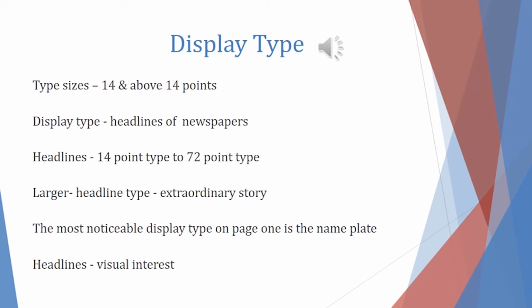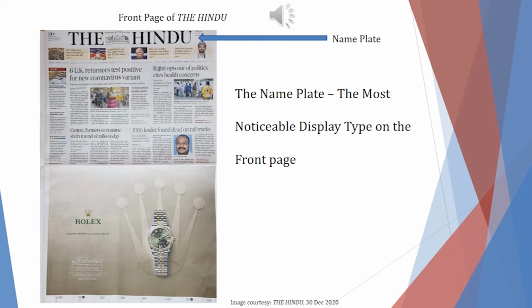Selection of typeface for headlines has to be done with caution as they should be legible. Legibility is the ability to read them with ease. Headlines generate great visual interest in the newspapers. This is the front page of the Hindu newspaper. The nameplate is the most noticeable display type on the front page. The other display type are the headlines.